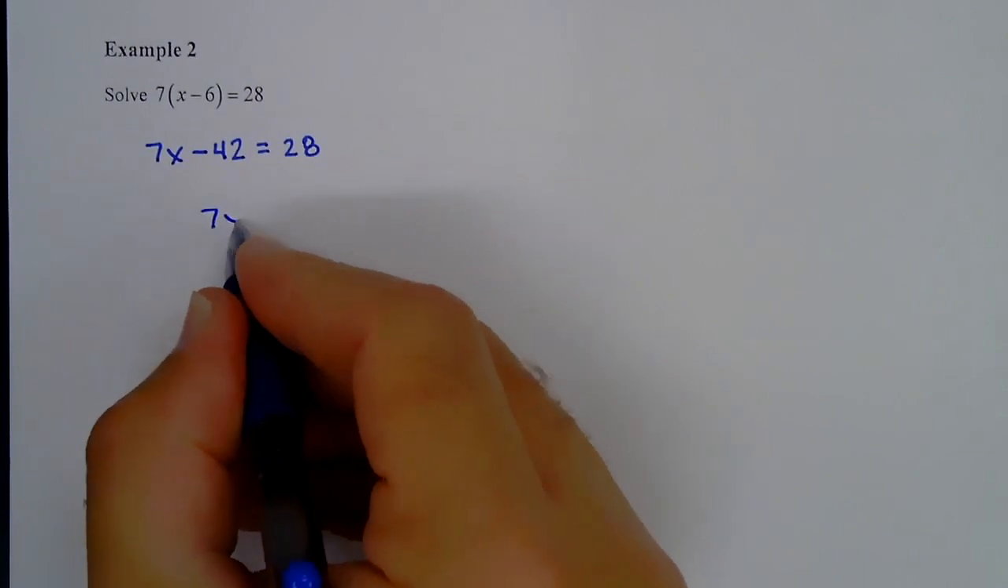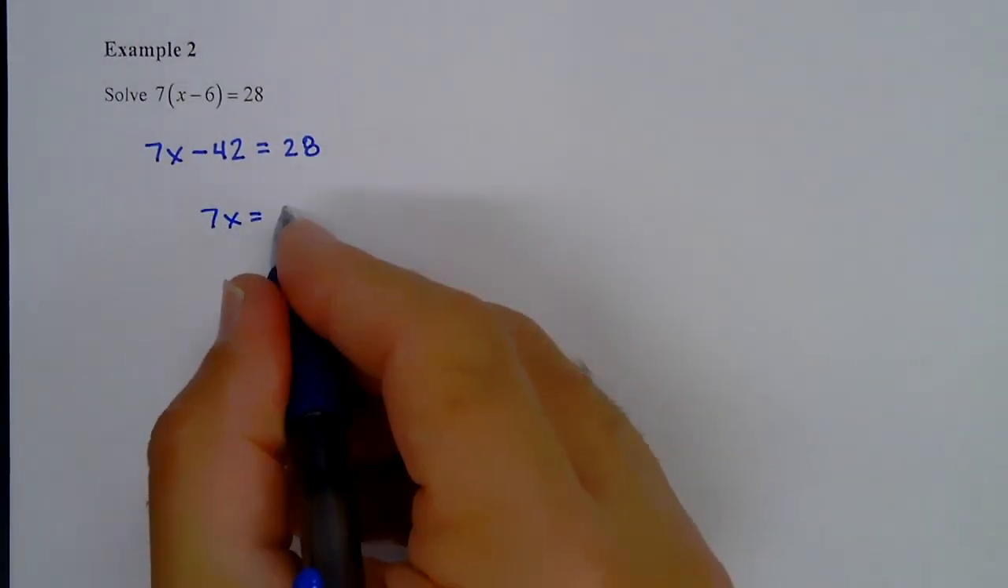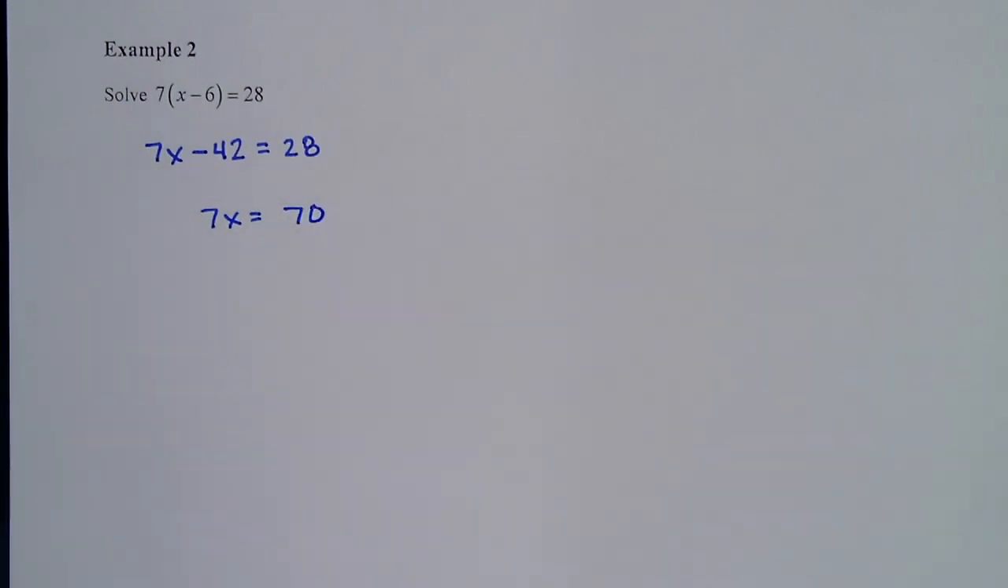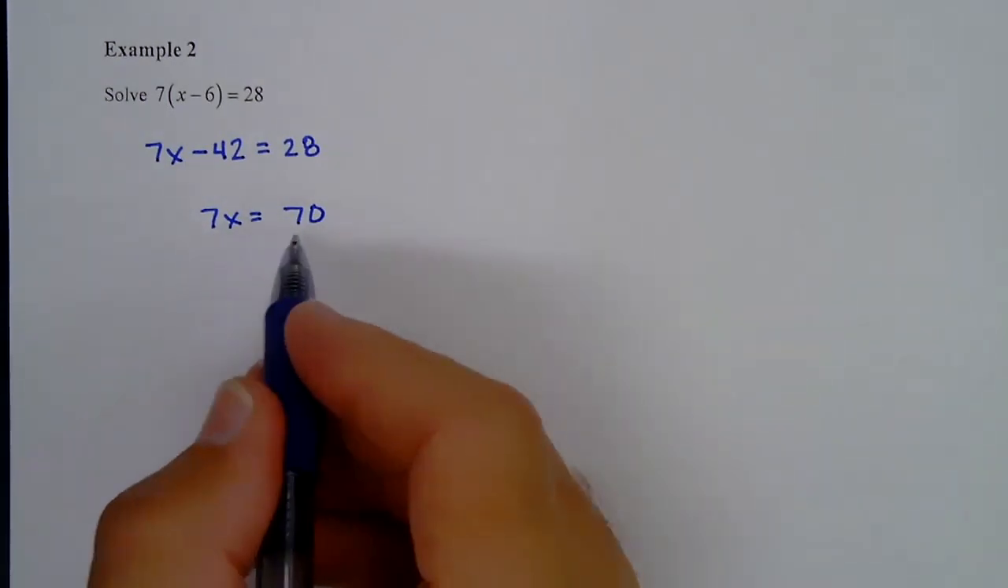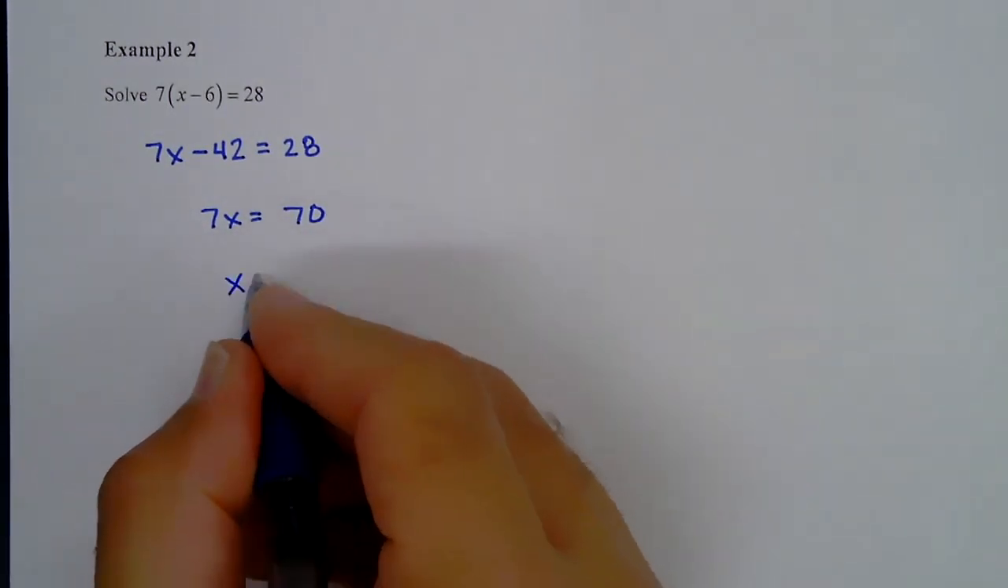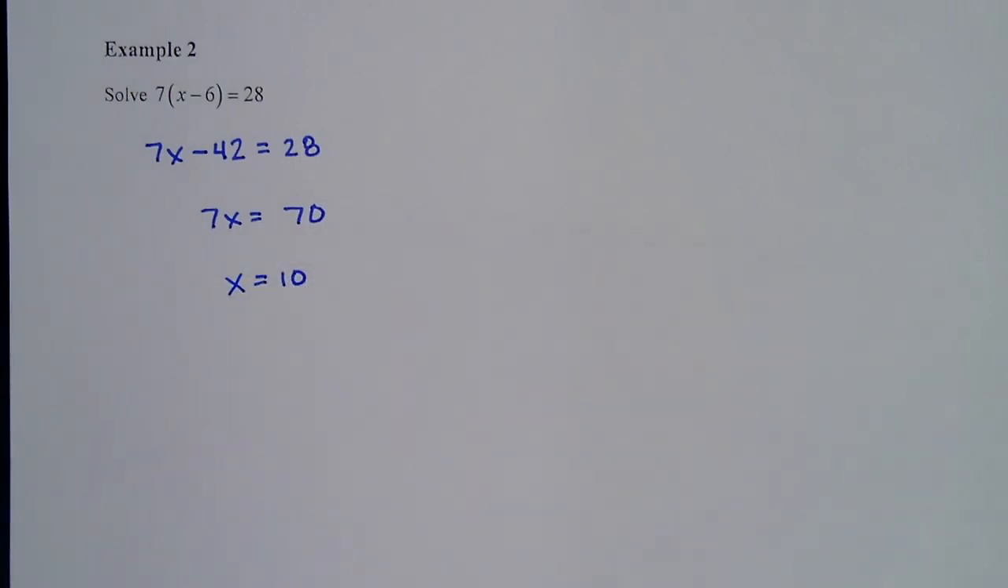So that would be 7x is equivalent to, and then this would be 70, okay, because 28 plus the 42 will give you 70. And then again, we're multiplying, so we're going to divide both sides by 7, and it gives us x is equal to 10. Okay, and that's all I need you to show me. Okay, all right, so let's go to the next example.